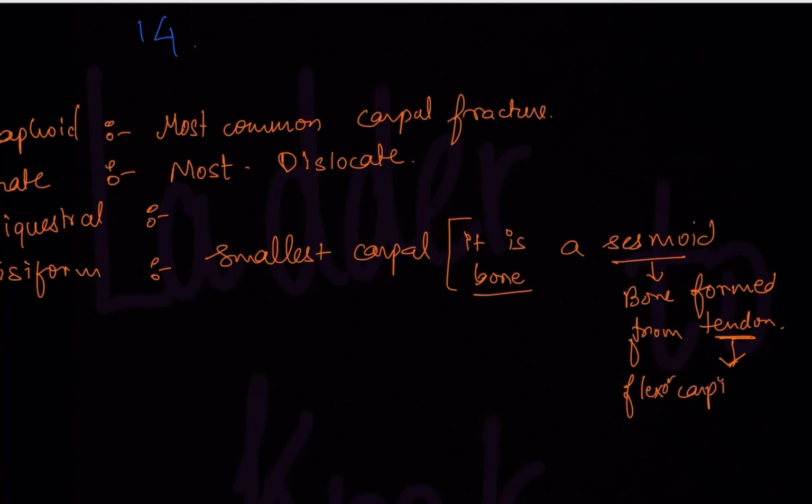Pisiform is towards which side? It is towards the medial side. Towards the medial side, which long bone do you have? Ulnar bone. Flexor carpi ulnaris. Okay, it is formed by the flexor carpi ulnaris.